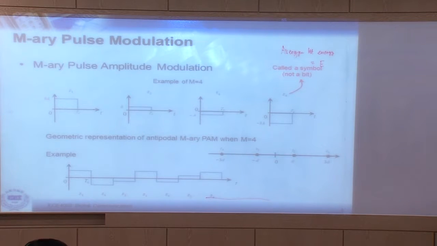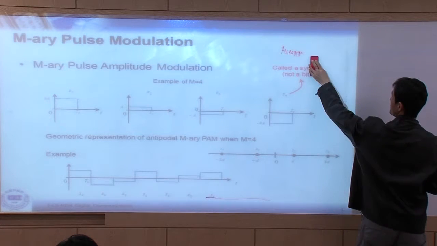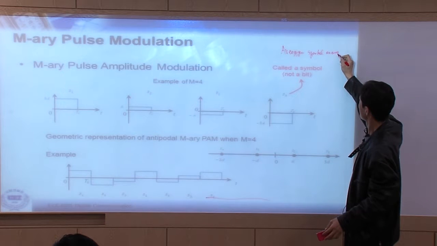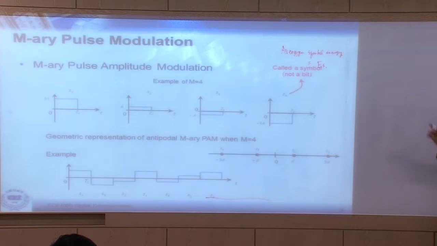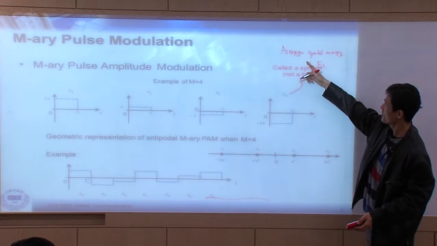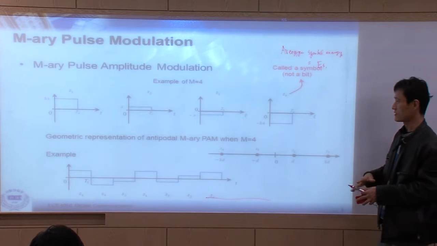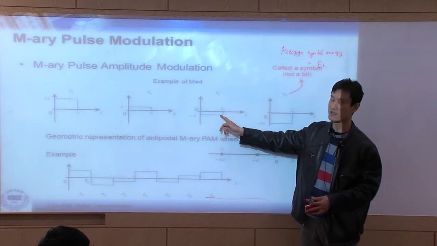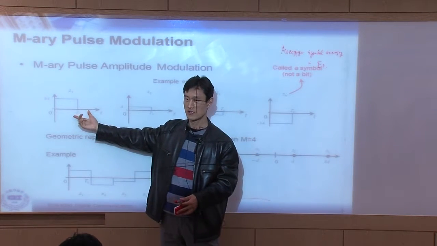Okay, let me change it here. My average symbol energy is ES. I'll tell you what that means. This is not bit energy, this is symbol energy. So I want to make my average symbol energy ES, which means that when you see this, this symbol has more energy than this one. This one has smaller energy, and this one has more energy.